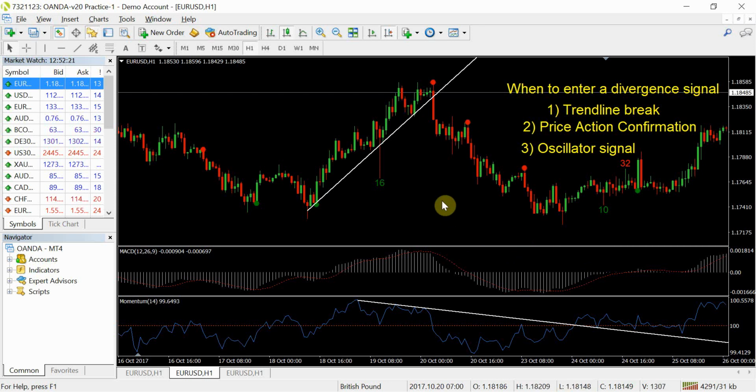And then the third one is an oscillator signal, and I'll be honest, this is my favorite signal, because you're not always going to get a price action confirmation.